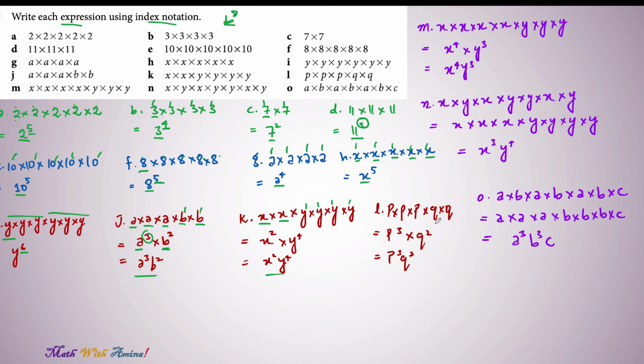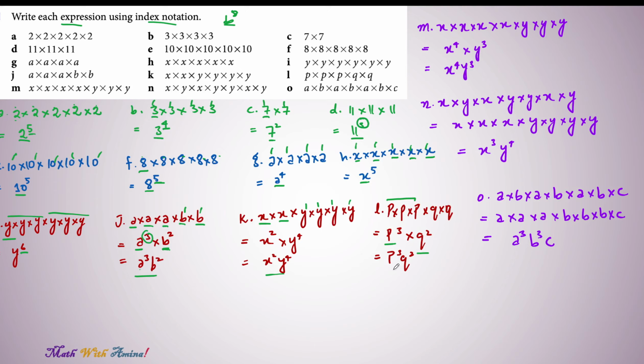Again we are having two different variables in this expression, so p, in here the first expression is p in multiplication, so p will be the base, and then the number of times it appears, it is 3, so we will have the index of 3. P with the index of 3 and q with the index of 2, or p cube q square.